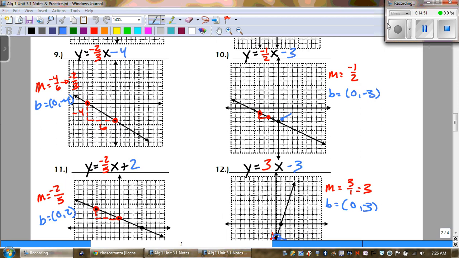Okay guys, and there's 9 through 12. Now, if you have any questions on that, you need to come in for extra help, okay? This stuff isn't getting any easier and it's just gonna keep on building on top of it, okay? So if you don't know today, you're going to have trouble with tomorrow and the next day, okay? So if you need help, come in and find us, okay?